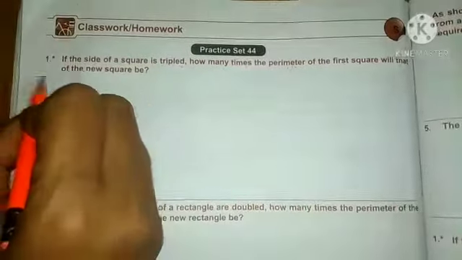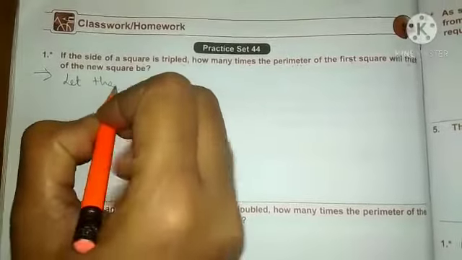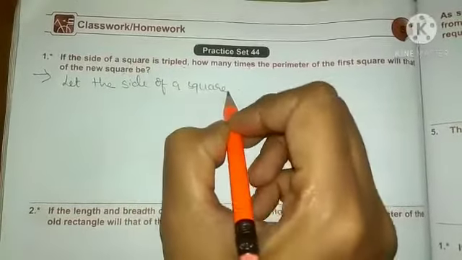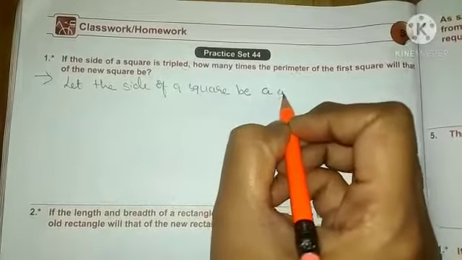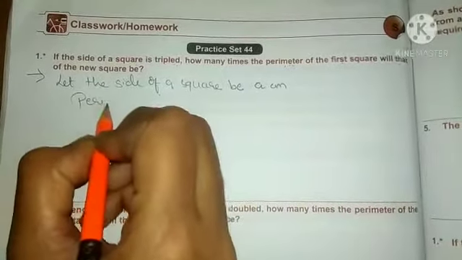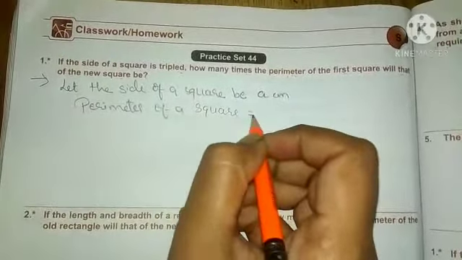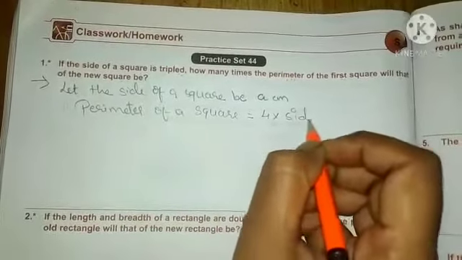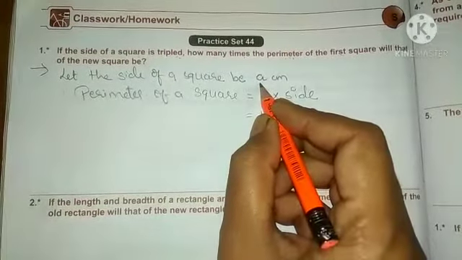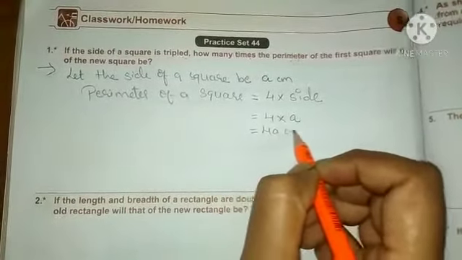So see how you will find it. First of all, we have to assume the side. So let the side of the first square be a centimeter. Clear? We have taken it as a. Now what is the formula for finding the perimeter of a square? Perimeter of a square is 4 into side. The side we have assumed is a. So 4 multiplied by a, that is 4a centimeter.